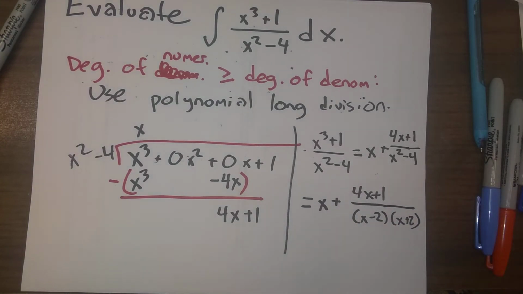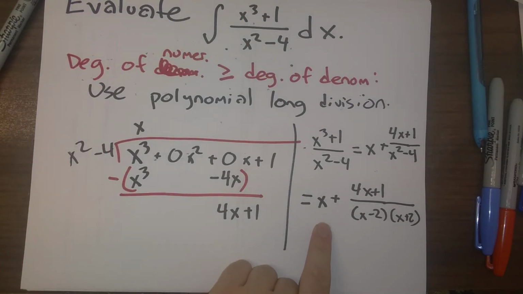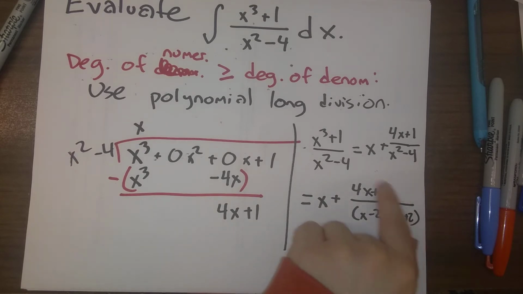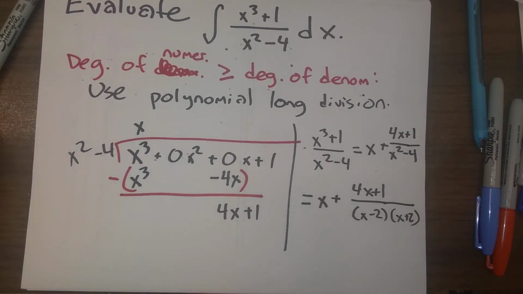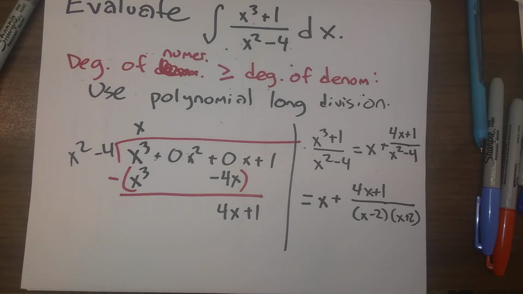So what polynomial long division does is that, instead of integrating this, we're going to integrate x. That's really easy to do. And now the leftover stuff falls into the bucket of something we can easily find a partial fractions decomposition of. So I'll carry out the rest of the problem just a bit.